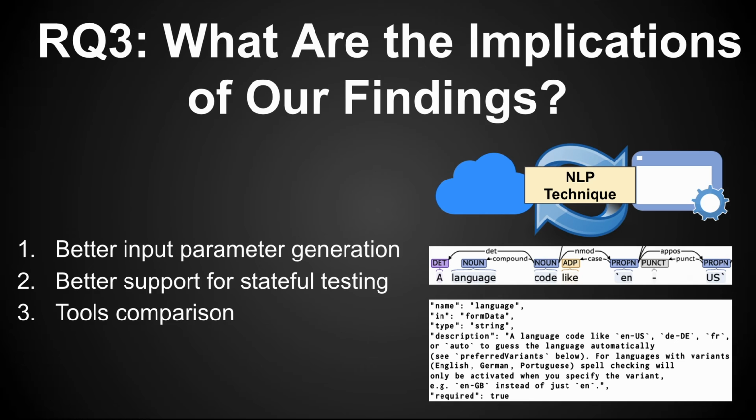We believe that better support for stateful testing is also necessary to improve the effectiveness of REST API testing. We found that even simple word similarity matching for request and response parameters could help to improve the performance of REST API testing. You can refer to the paper for a complete and detailed list of implications and corresponding possible research directions.